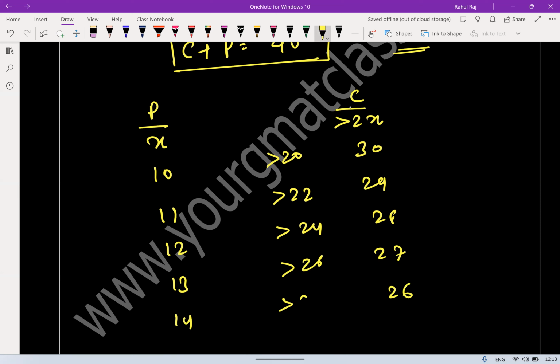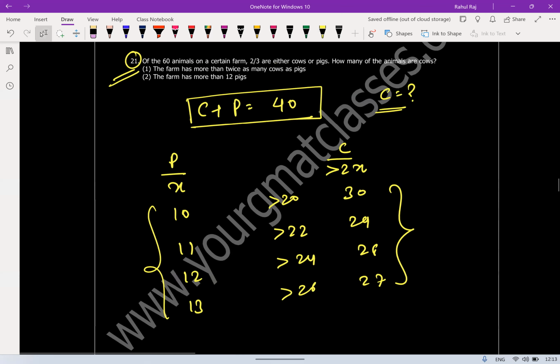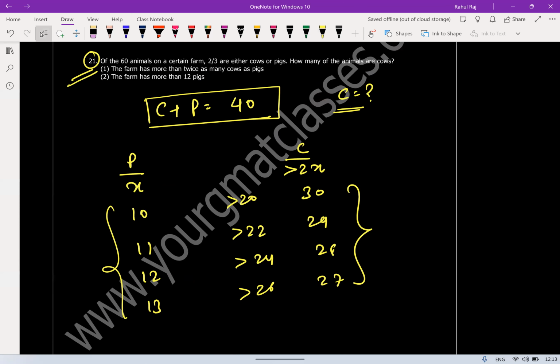Because 26 is not greater than twice the pig. That is 28. So these many cows and these many pigs are possible from statement number 1. Tell me, anyone who didn't understand this, what I've drawn. I have done nothing. I've tried to satisfy the statement number 1.